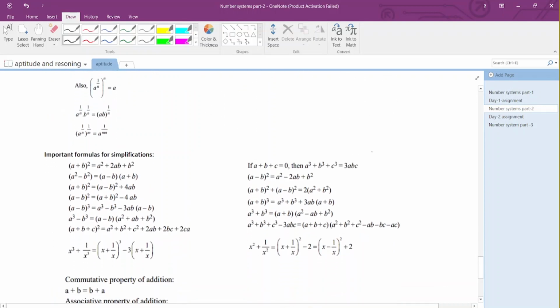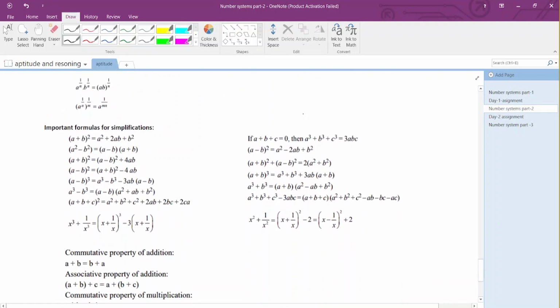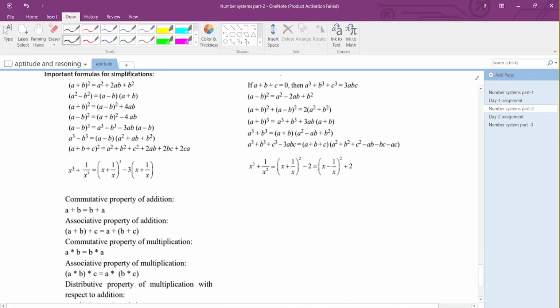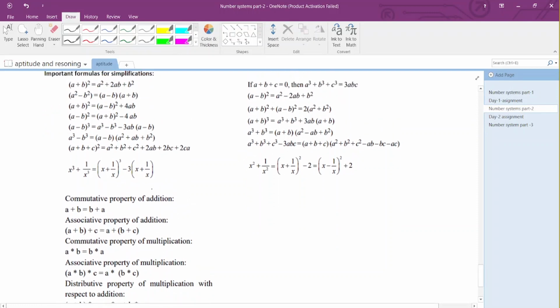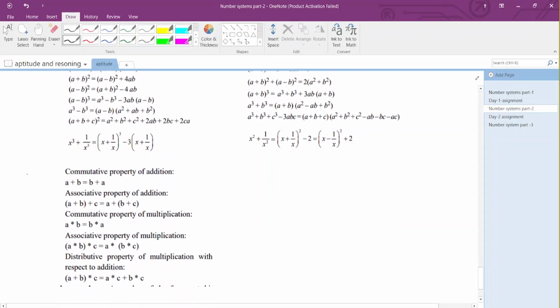And these are very important formulas we already learned in our school days, like a plus b whole square is equal to a square plus 2ab plus b square, a square minus b square, a plus b whole cube, a minus b whole square. All these formulas are very important. Kindly please solve. We have a few more properties like commutative property of addition and associative property of addition, commutative property of multiplication, and in the same way associative property of multiplication, and distributive properties.